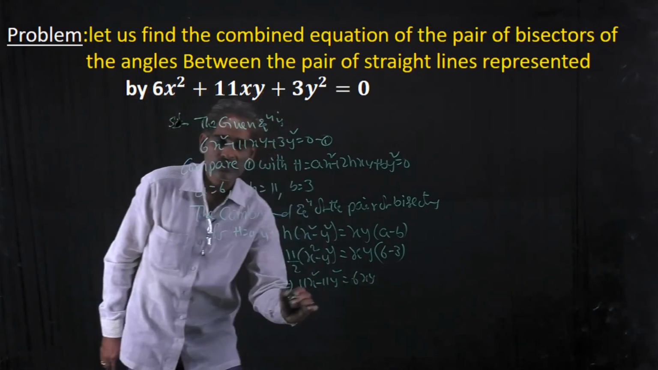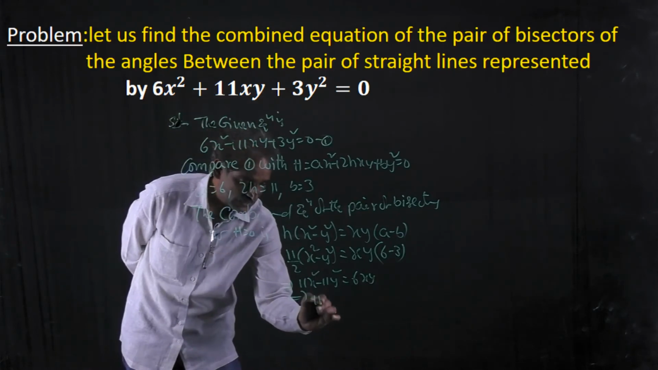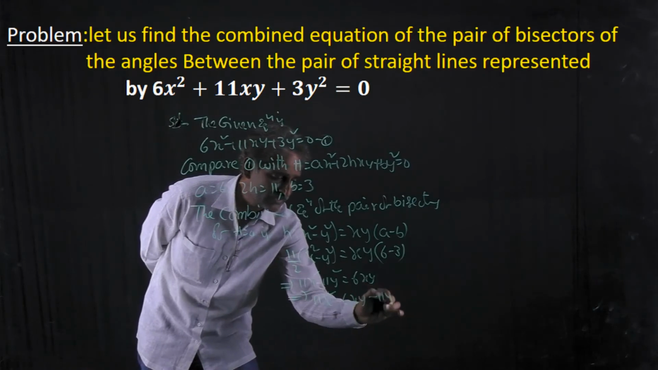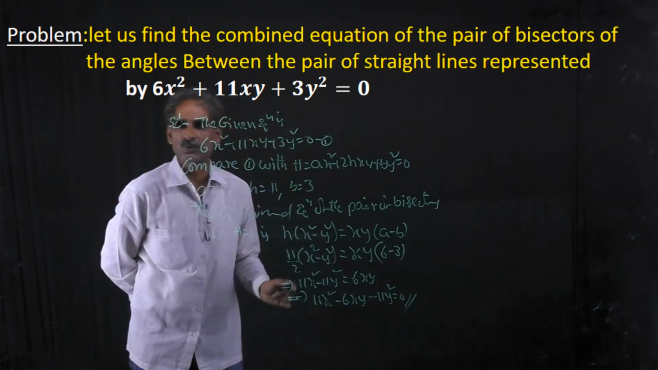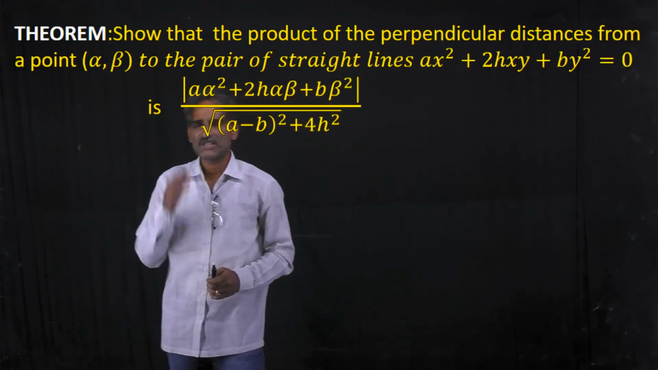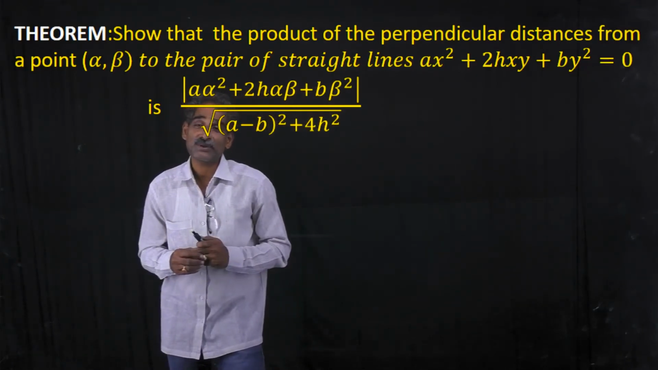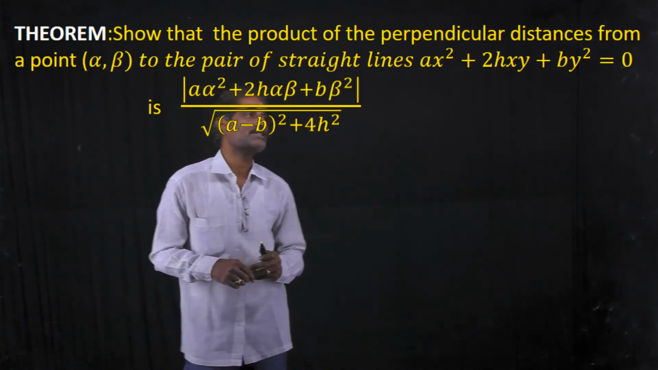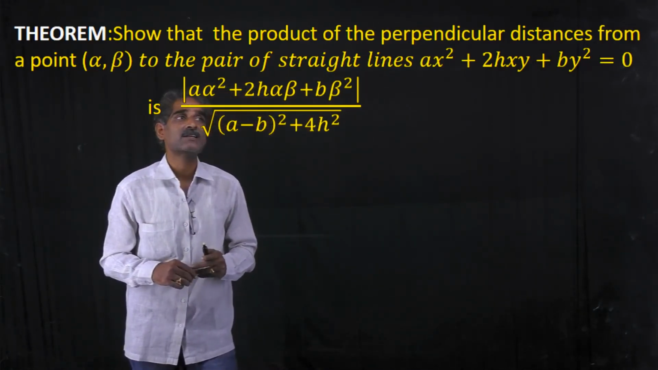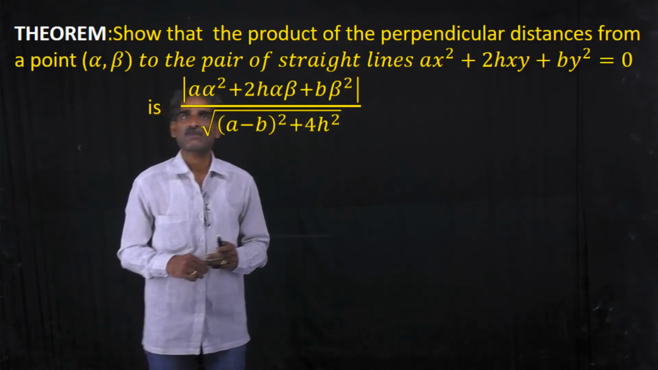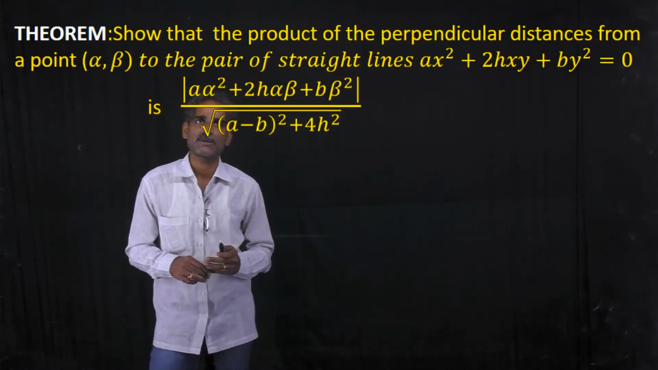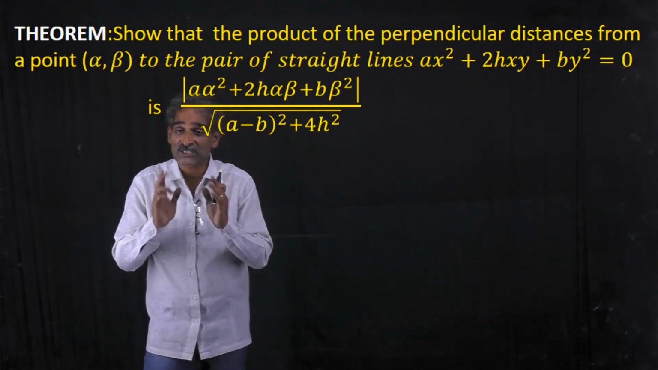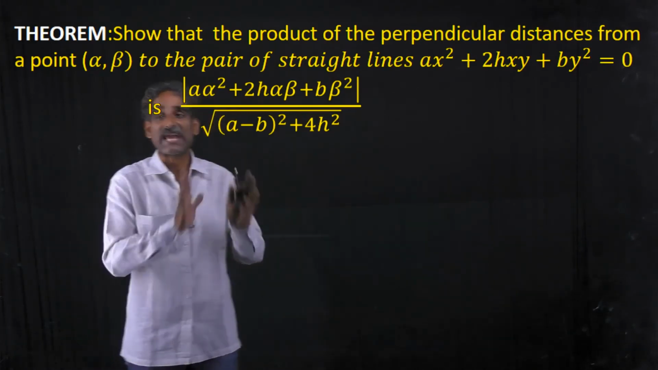Therefore, the required equation is 11x² − 6xy − 11y² = 0. Now see this theorem: show that the product of the perpendicular distances from (α, β) to the pair of lines ax² + 2hxy + by² = 0 is |aα² + 2hαβ + bβ²| / √((a − b)² + 4h²). First of all, we have to find the perpendicular distance from (α, β) to the two lines.